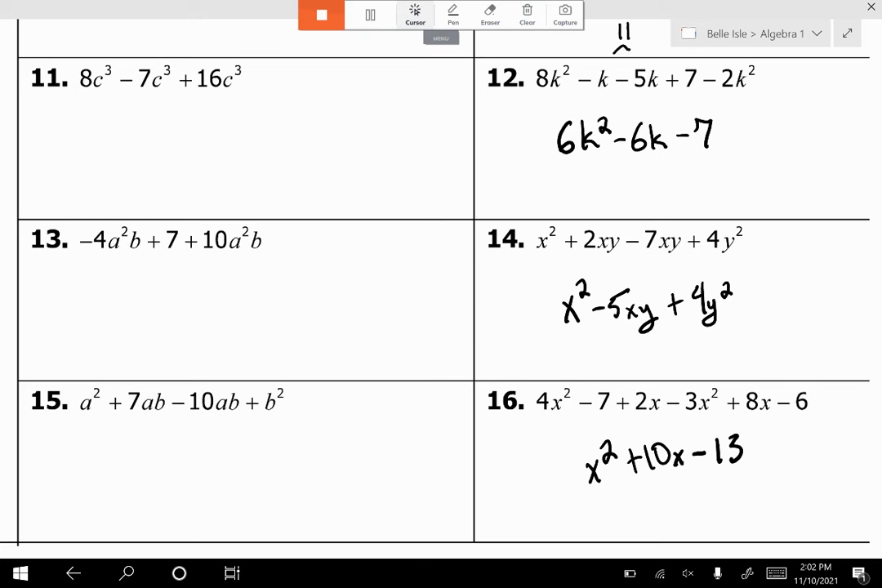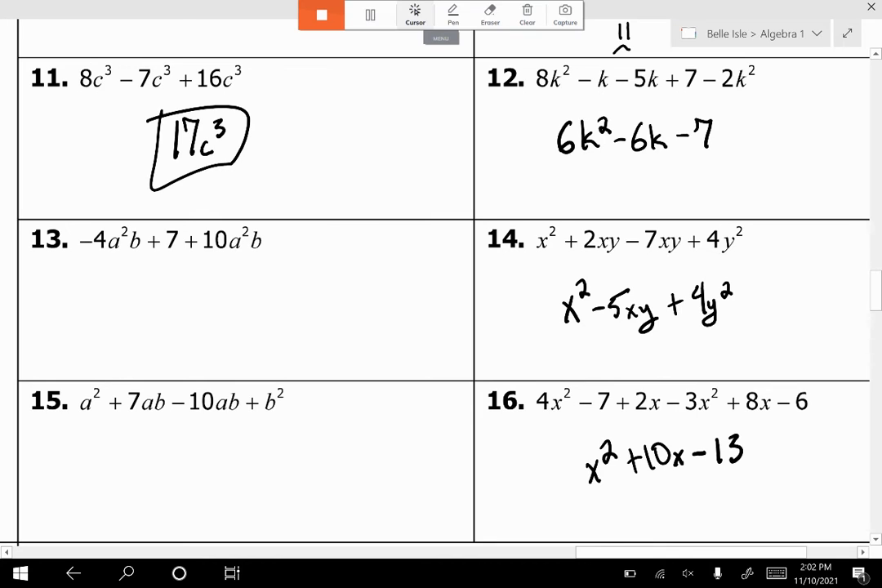This is actually really easy, and I'll tell you why. We know that 8 minus 7 is 1. So 16 plus 1 would be 17. So it would be 17 C to the third power. Perfect. Okay. Noah.